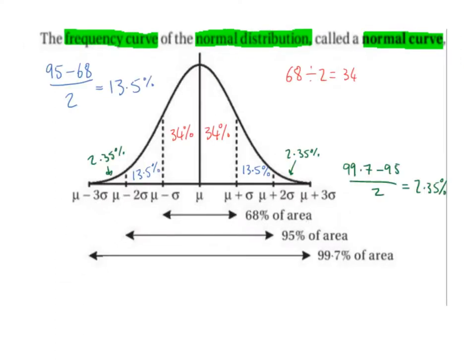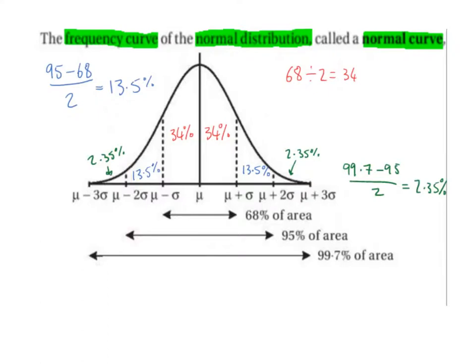So if this is the mean, and this dotted line here is the mean plus 1 standard deviation, and this is the mean minus 1 standard deviation, and if from here to here is 68% of the area, then half of 68, so 68 divided by 2, is 34. So this must be 34%, and this must be 34% as well.